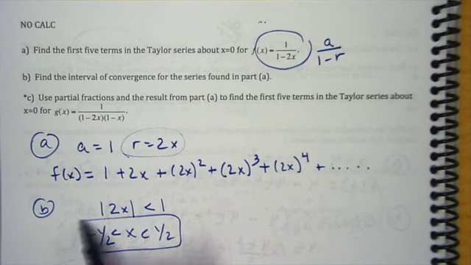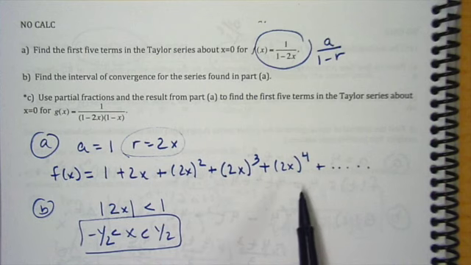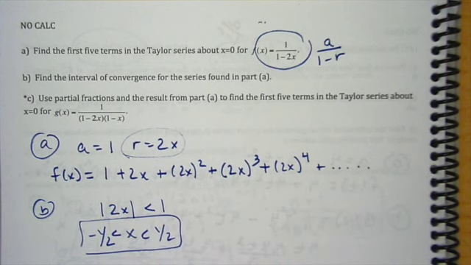Now, if you did not recognize it was a geometric, but started doing the ratio test and created a general term, that would be fine, but then you would have to show them that you did check the endpoints.